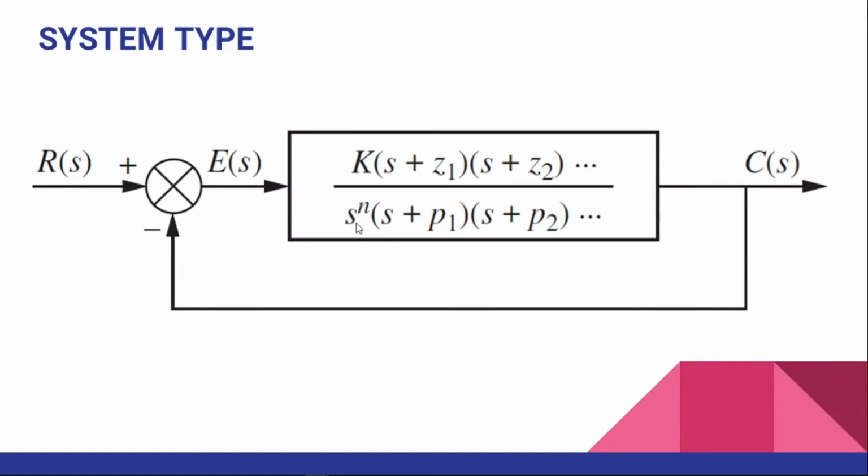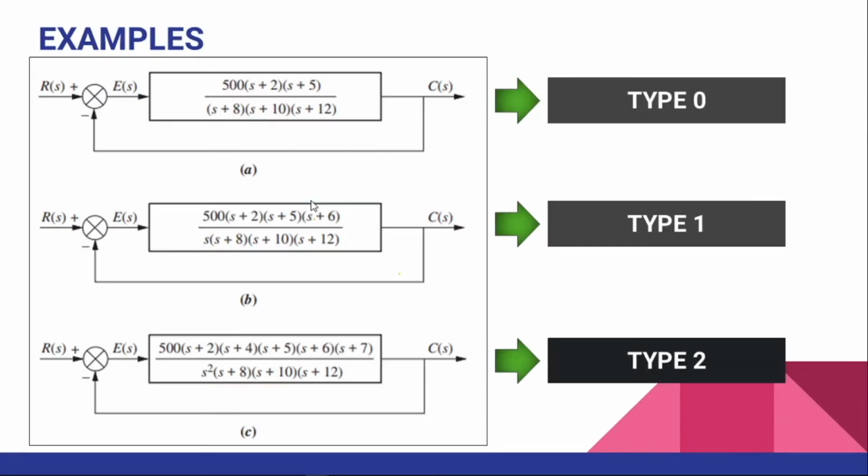So this means that if n is equivalent to 0, we could call this system a type 0 system. So if n is equivalent to 1 or 2, this system will also be called a type 1 or type 2 system.